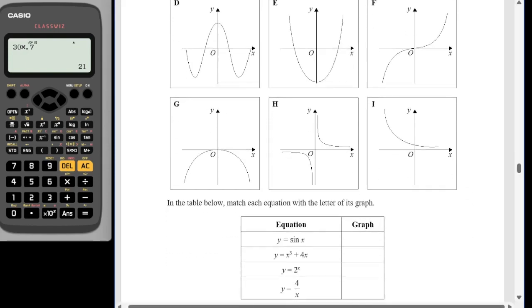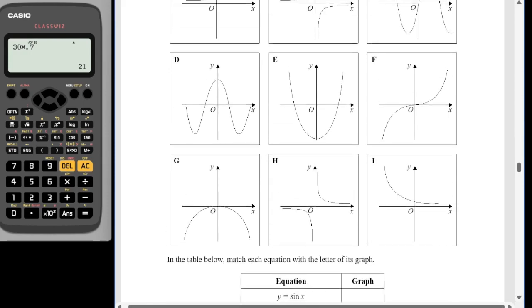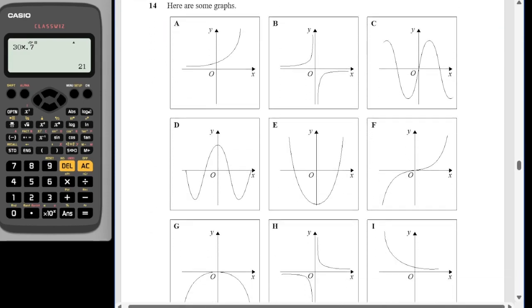So let's link them. So one of them I said was the sine curve. I said that that was going to be graph C.